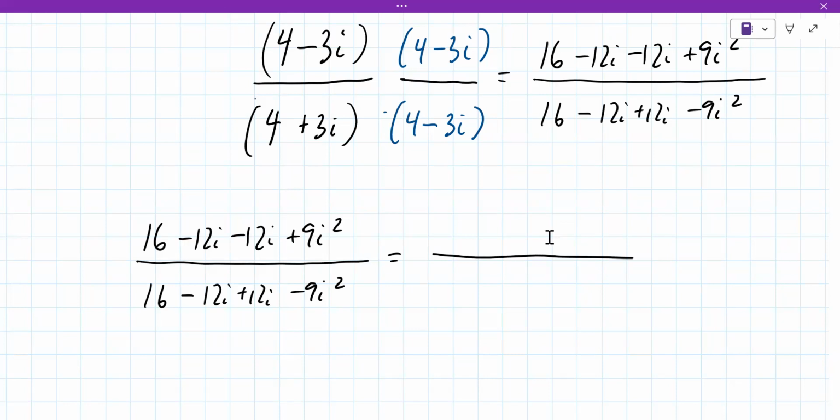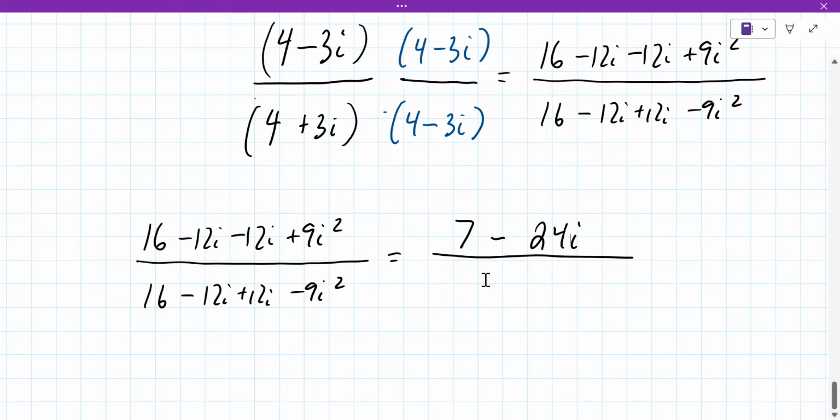So from the top, it's the same thing as the last problem we did, except this time the 9 is the squared one. It's going to be 16 minus 9, which is 7, minus 24i. Yeah, because both. Now do the same thing for the bottom.